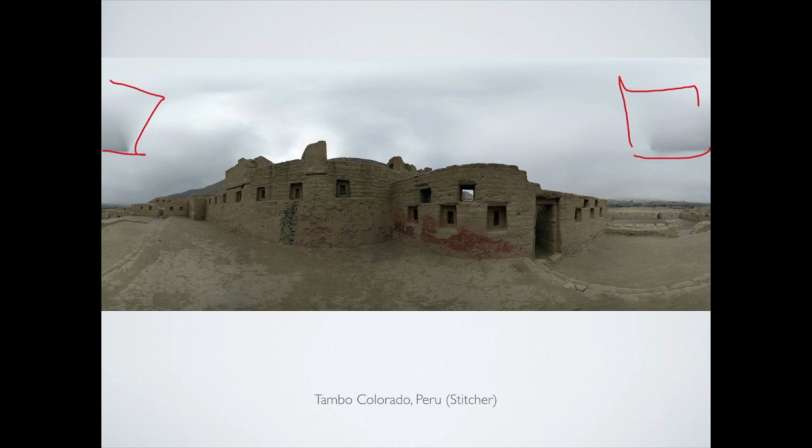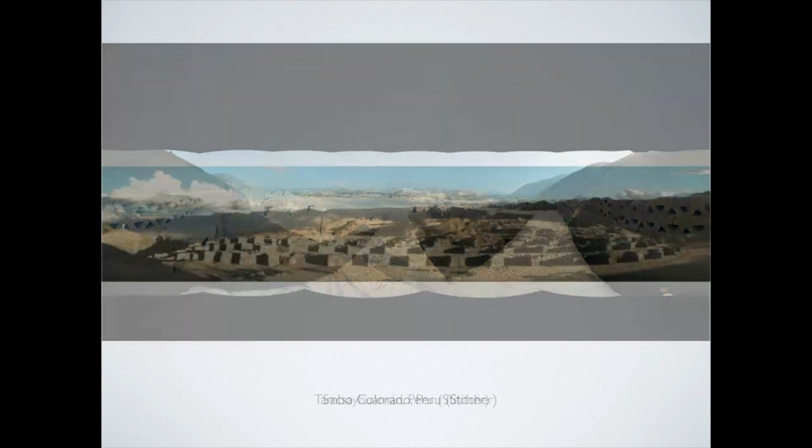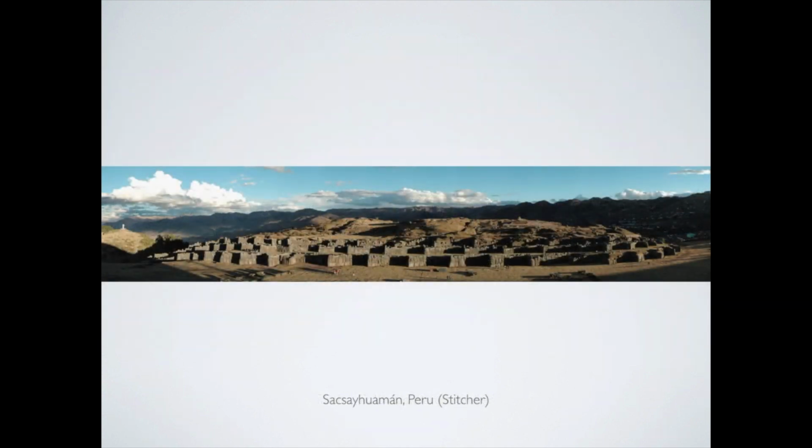Could I fix it in Photoshop? Sure. Do I have a fixed version of it? Yes. But I included this so you could see that as a problem during these stitches. Here's another set. This is a full 360 horizontal, but not vertical. So you get the little scalloped edges on the top and scalloped edges on the bottom. This is again up in Peru.